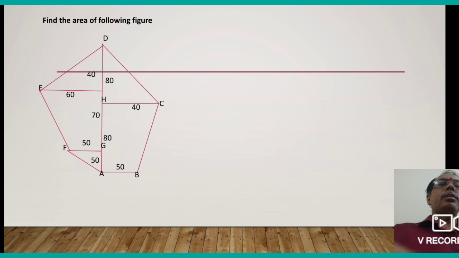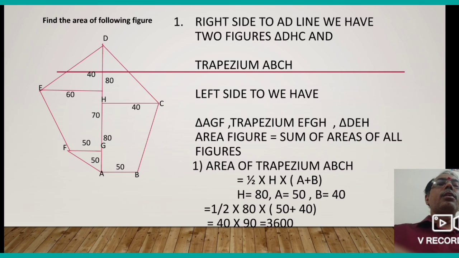Then we have to find this type of figure's area by partitioning it into our own known figures. Okay, so just right side of AD, observe that right side of AD line we have two figures. One is DHC triangle and the other is trapezium ABCH. Okay, children. On left side we have two triangles. One is AGF and the other is IED. Okay, children. Write there I at H. So next the trapezium is simply you can write HEFG. Okay.